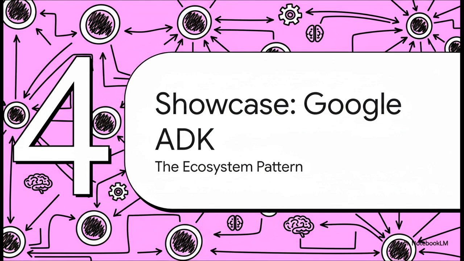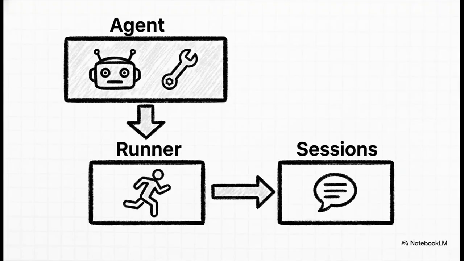All right, next up, we've got the Google Agent Development Kit, or ADK. This one brings a slightly different and I think a really powerful architectural pattern to the table. I like to call this one the ecosystem kit. See, Google's ADK is designed with this really clean separation of duties. You've got the agent itself, which holds all the logic. Then there's a runner, whose only job is to execute the tasks. And then you have sessions to manage the whole conversation.